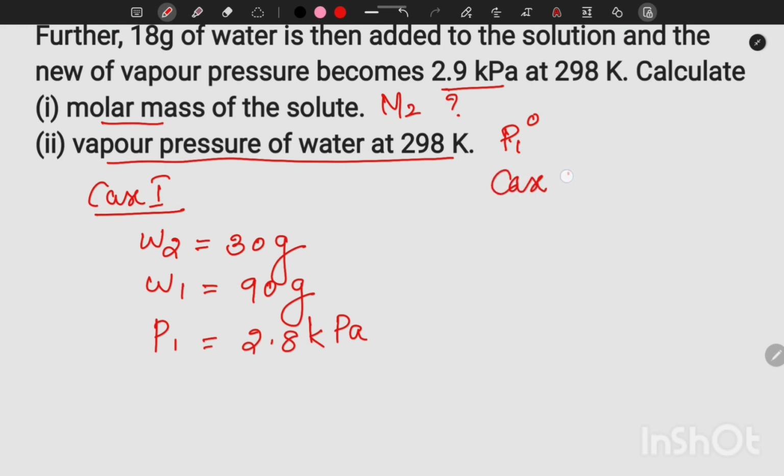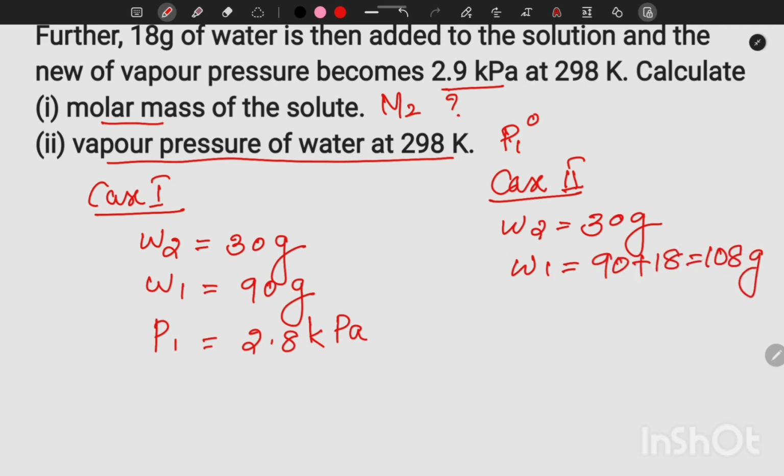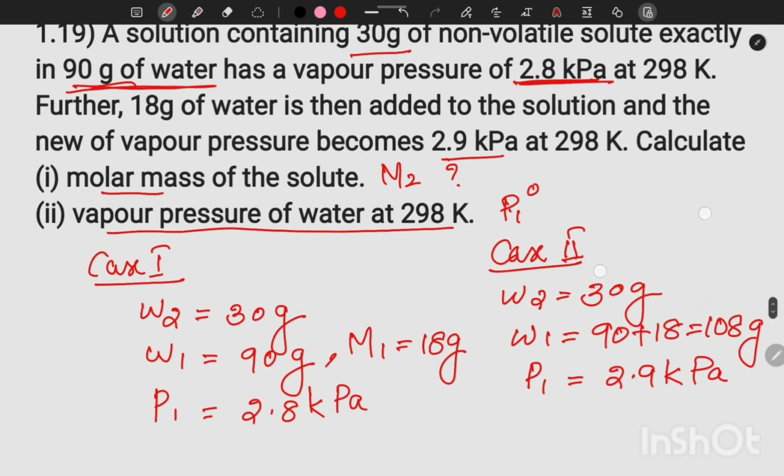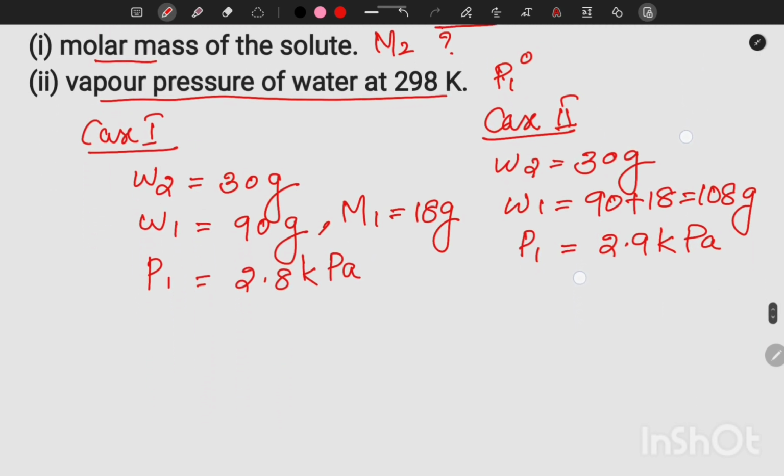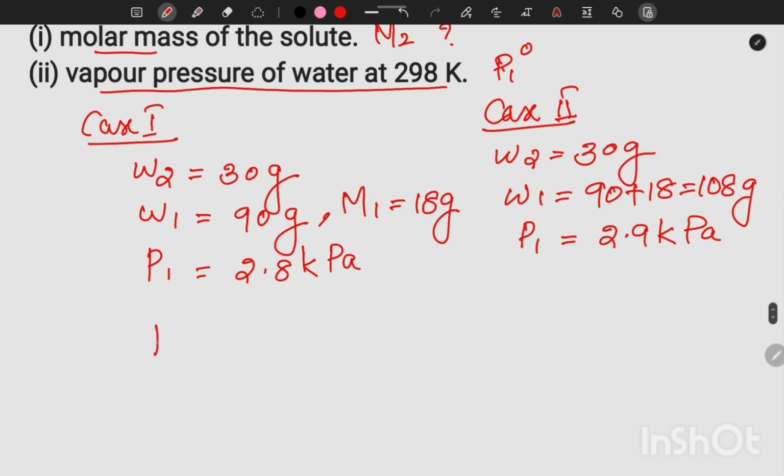Similarly, in case 2, mass of solute is same, W2 is equal to 30 gram, and mass of solvent is equal to, we have added extra 18 gram of water, so 90 plus 18, 108 gram, and P1 is equal to 2.9 kilopascal. Now, W1 is given, so we can write molar mass of solvent is equal to, solvent is water, so 18 gram. Here we have to calculate molar mass of solute. Now, according to Raoult's law, we know P1 is equal to P1⁰ χ1.